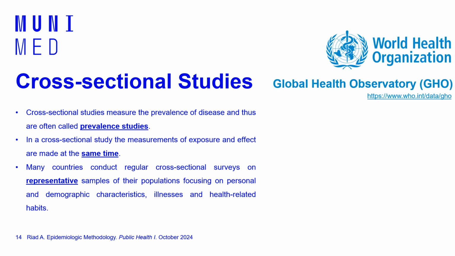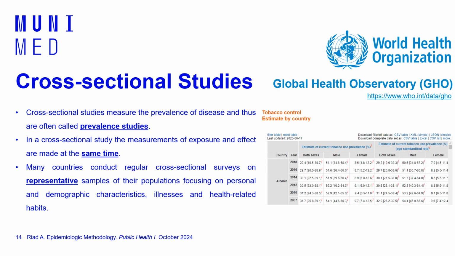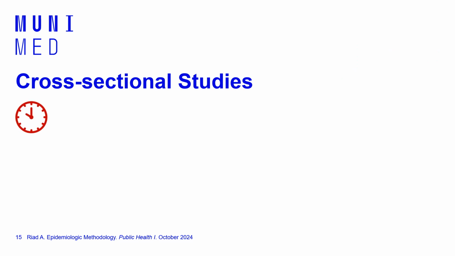The best cross-sectional studies that are done on a national basis are routinely updated and uploaded to this database, which is called GHO, or the Global Health Observatory, which is part of the WHO databases. In this database, you can see an update every 2 years on the tobacco consumption rates or tobacco use prevalence in different countries. Okay, so this is the cross-sectional studies.